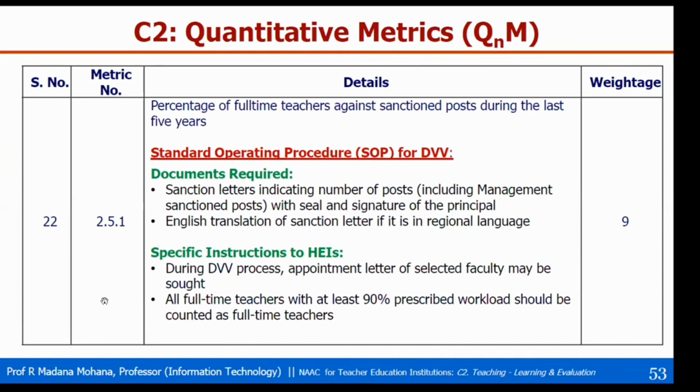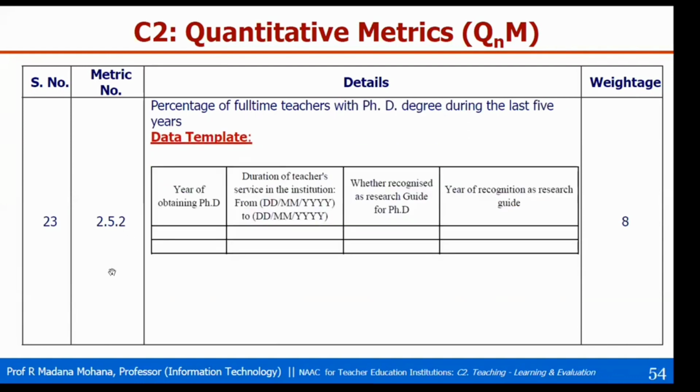So during DVV verification, they will ask some randomly selected faculty appointment letter. Any year they will ask, even last 5th year also they will ask. So all you can keep with you readily. All full-time teachers, see, I already mentioned this point. All full-time teachers with at least 90% of prescribed workload should be counted as full-time teacher. 90% of the prescribed workload needs to be engaged. Then only that person will be treated as full-time teacher.